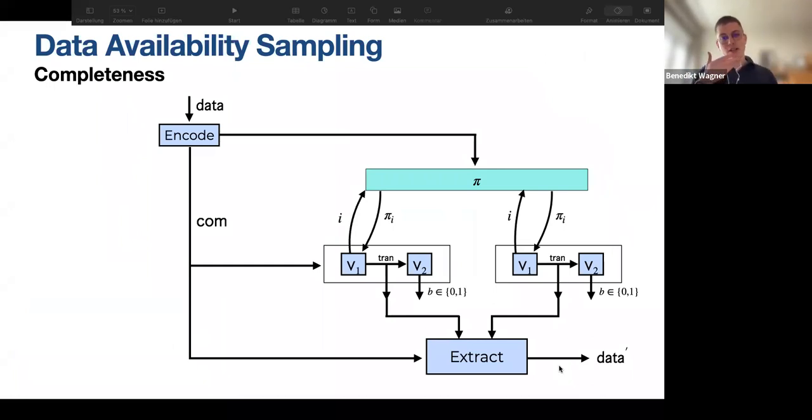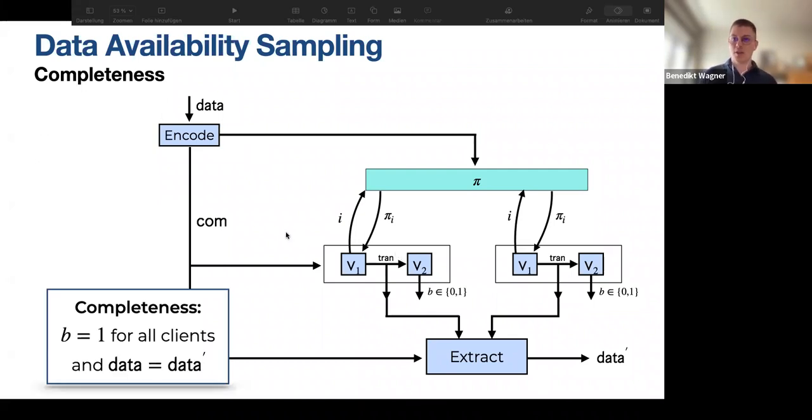And now let's think about the properties that we want. What kind of properties should these algorithms satisfy? The first thing you always want is some form of correctness or completeness definition, which just says if everyone is honest and behaves as expected following this protocol, then what you get is what you expect. In our case, this would be, if I take the data and I encode it and run these clients, then all clients should accept, because the data is available. And also what I extract in the end should be the same as what I input in the beginning. So this is just completeness.